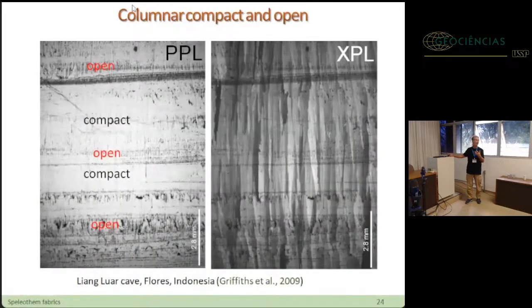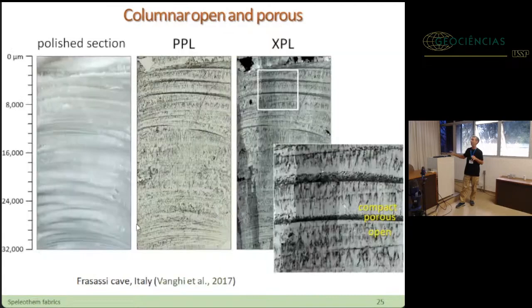So this is a typical thin section of speleothem with an alternation of compact columnar and open columnar, and we can see if we make a zoom into the columnar fabric. So this is the polished section. The whitish bands are the open fabric. The translucent ones are the compact layers. And these are under parallel light, and this is under crossed polars. We can distinguish between open and porous fabric.